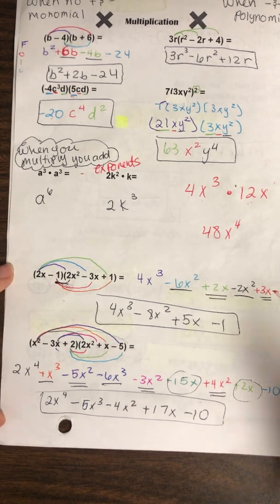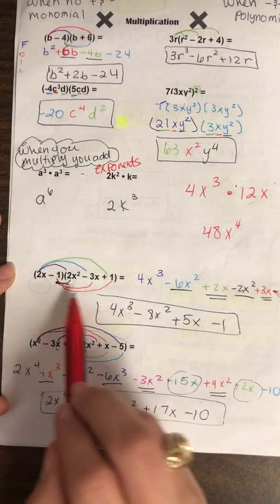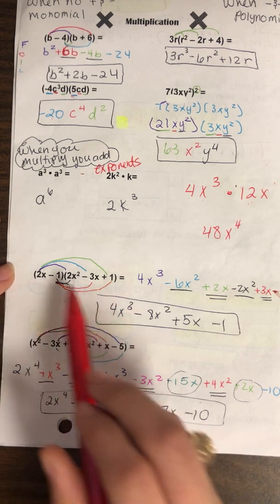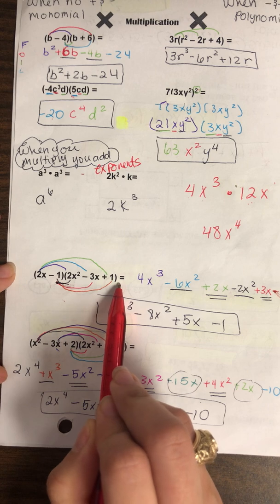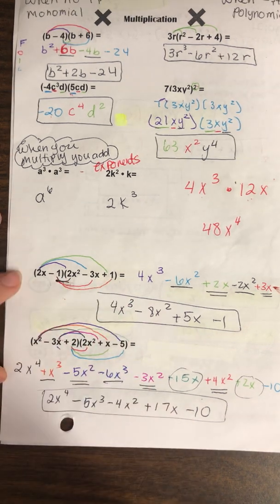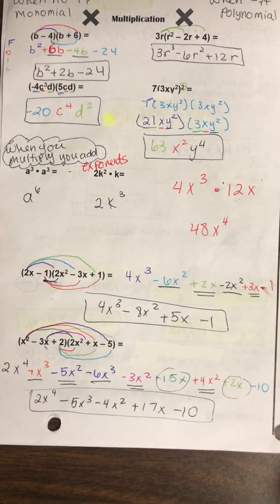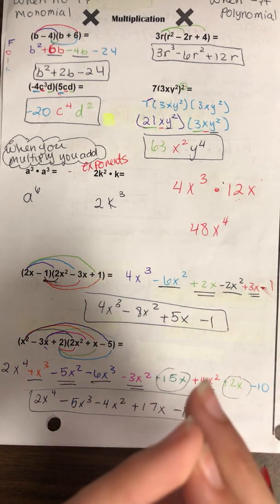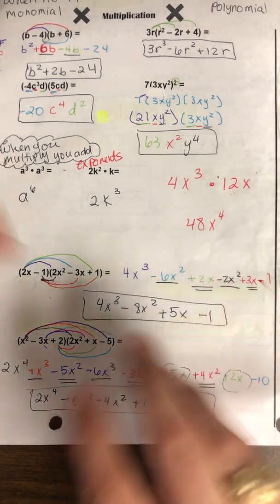There's also this where you have a binomial and a trinomial, and you have to multiply everything across. So my 2x multiplies with every single term in the trinomial, and then my -1 multiplies with all those terms as well. And you get a pretty long equation, but then you have to simplify it. So I have to add all my x squares, all my x's, and anything else in between.